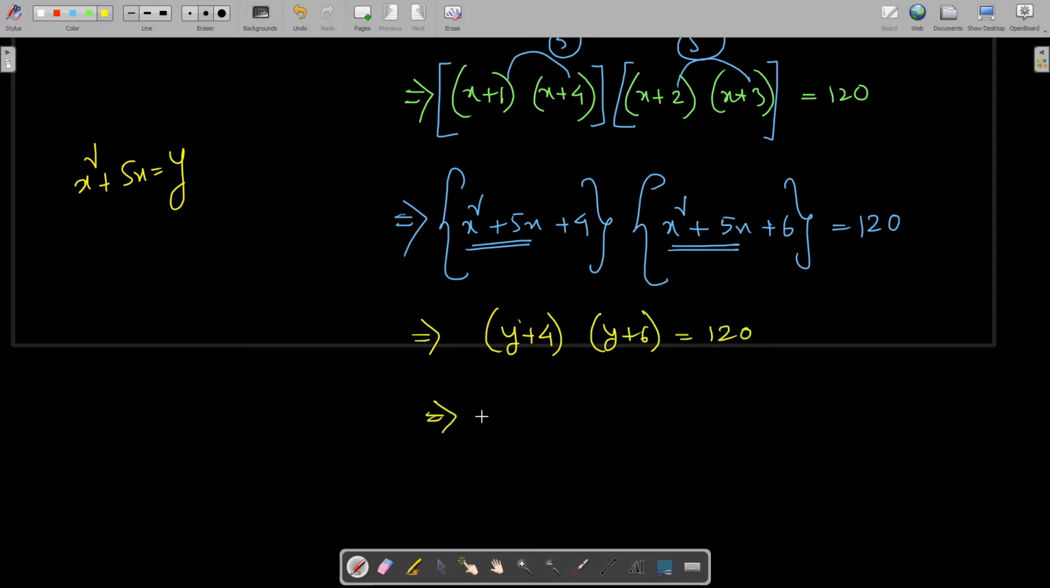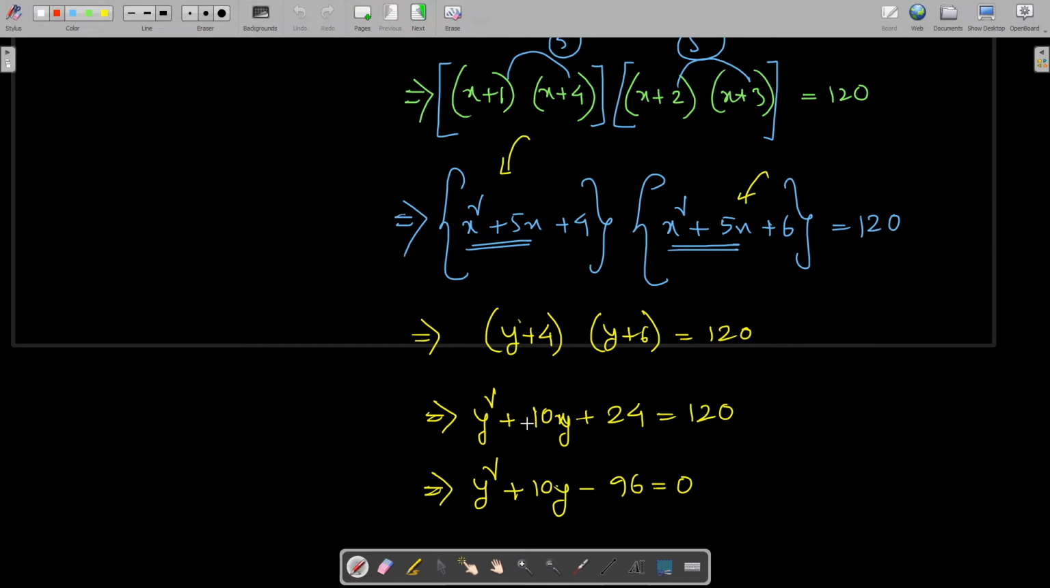Let's multiply this. We will get y square, 6 plus 4, 10y, 6 into 4, 24, which equals 120, right? So if I bring the 120 to this side, we will get, my bad, y square plus 10y minus 96 equals 0. So we got the new equation. Let's solve this. So we got y square plus 10y minus 96 equals 0. What's the value of a here? a is 1, b is 10, and c is minus 96.